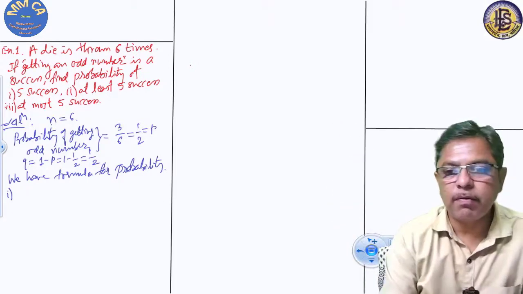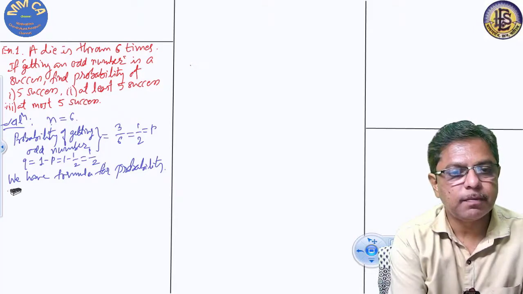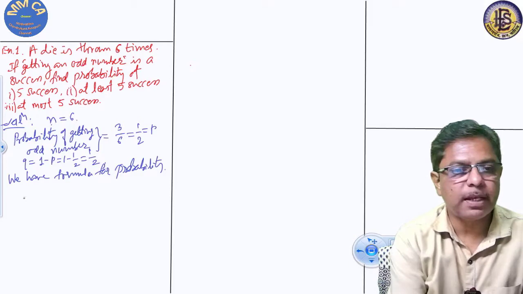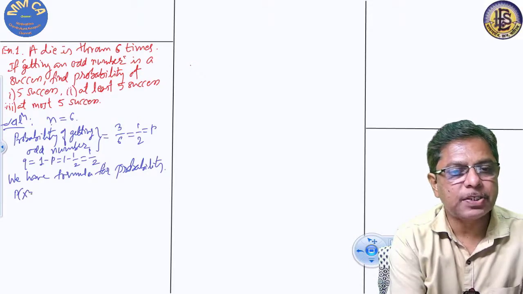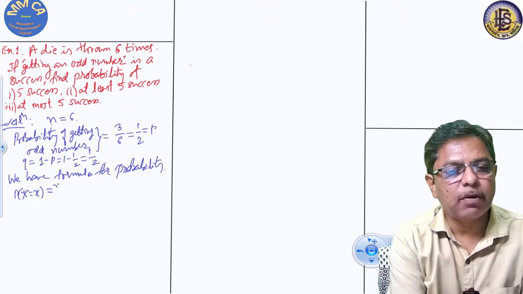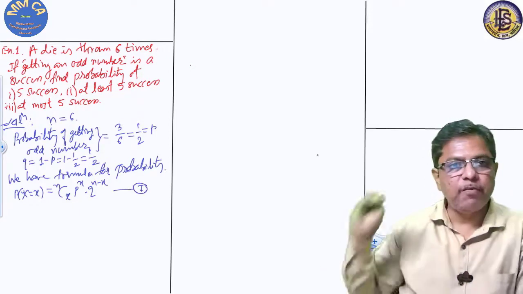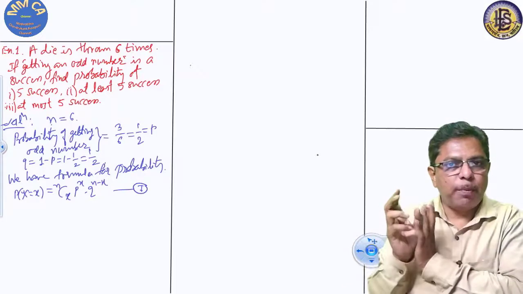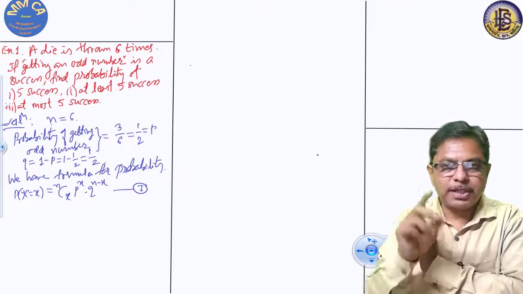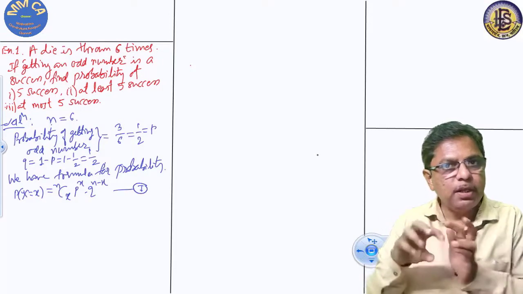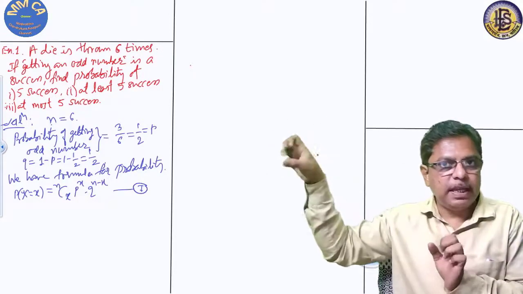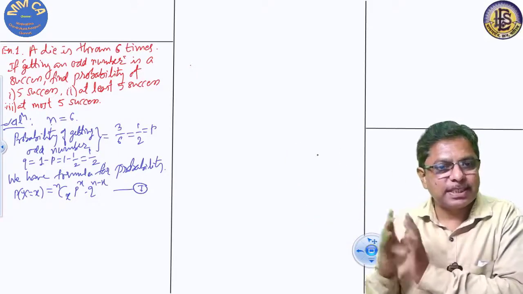We'll write the formula here. Probability of capital X, the random variable, equal to small x, that is, the probability of small x is calculated using the formula nCx, p raised to x, q raised to n minus x. So when we perform an operation in which the probability of success is small p and the probability of failure is small q, n number of times, then the x number of successes can be calculated using this formula.